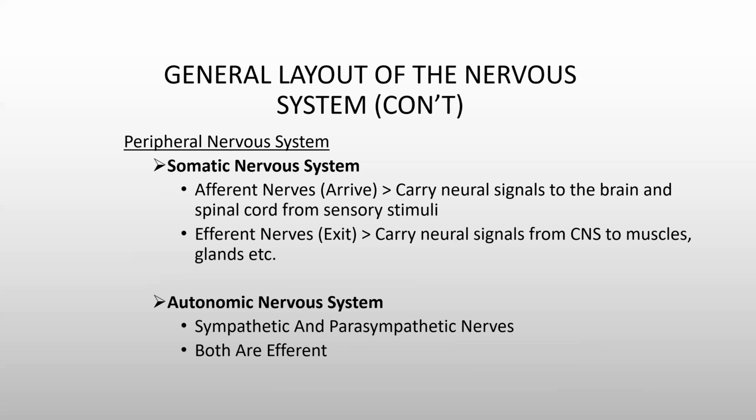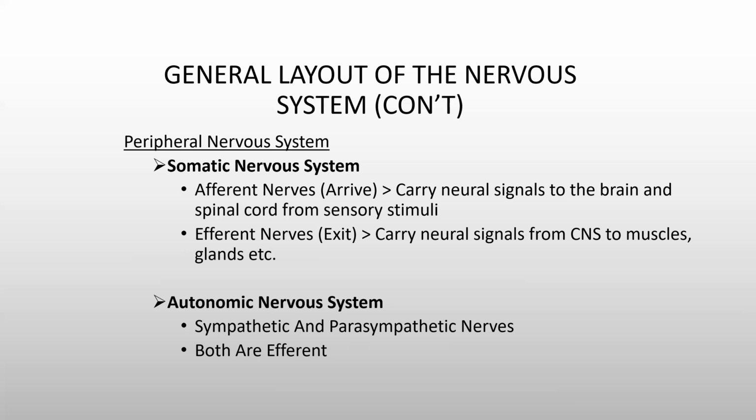The word soma stands for body. So this would be the bodily nervous system. It consists of afferent and efferent nerves. The best way to know the difference here is that afferent is the same as A in arrive. They carry neural signals to the brain and spinal cord from the sensory stimuli. So these neural signals arrive at the brain and the spinal cord, so they're afferent. The efferent nerves exit. They carry neural signals from the CNS to muscles and glands and so on.